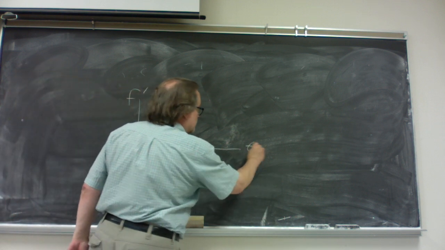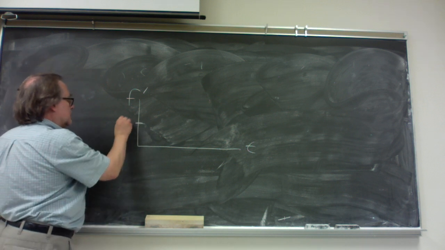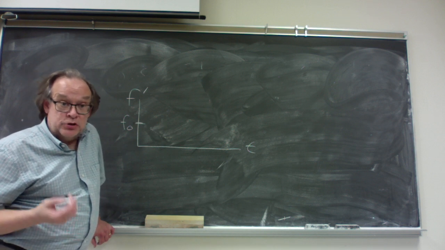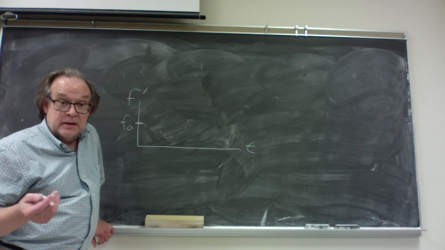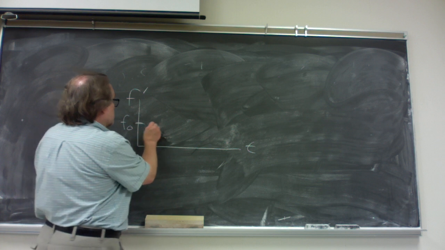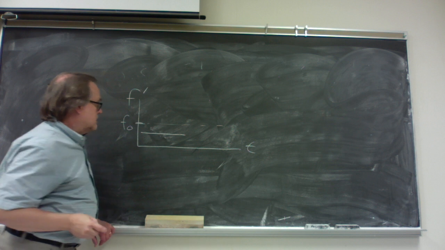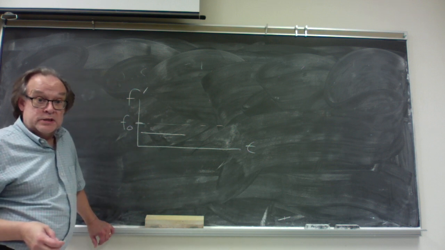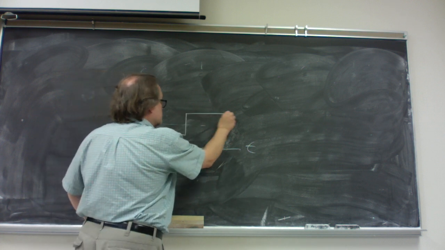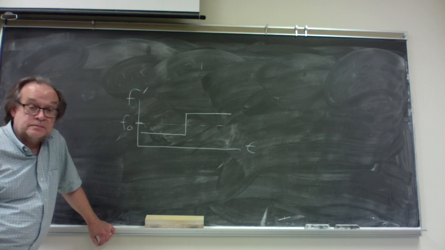And we'll think about that frequency that you hear as a function of time. And then we'll say that F0 is the actual frequency at which the source is oscillating. And let's say what you actually hear is something like this. For a few seconds, you hear a lower frequency than the actual frequency, and then suddenly it switches to a higher frequency than the actual frequency.